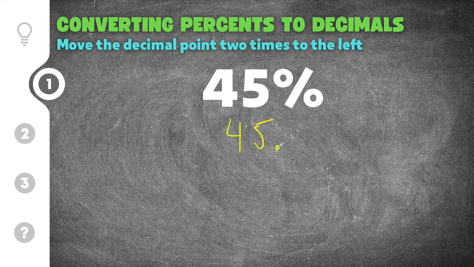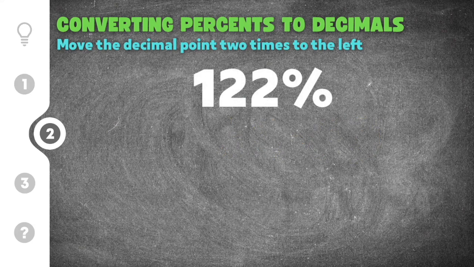I know my decimal point starts right here. Now, percent means per 100, or out of 100, and that means we have to divide 45 by 100. And the shortcut for doing that is just moving the decimal point 2 places to the left. And it's going to end up right there. So our solution to 45% as a decimal is going to be 0.45. So we just took that decimal point and we moved it twice to the left as a shortcut.